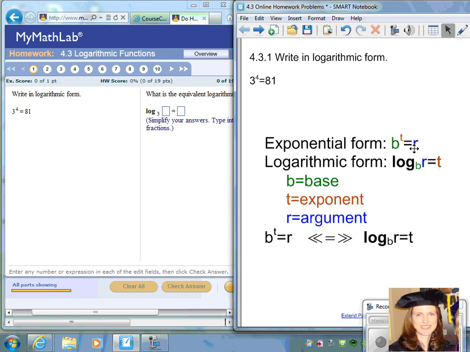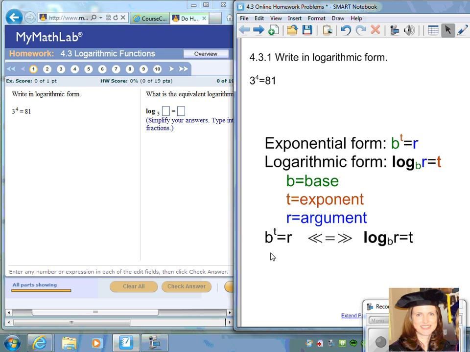In exponential form, we have a base b raised to a power t equals r. We can rearrange the three parts of an exponential equation and write it in logarithmic form. A logarithm is an exponent, b is the base, r is the argument. So we call this log base b of r equals t, where t is equal to the exponent. B is the base, r is the argument, and t is the exponent in both exponential and logarithmic form.